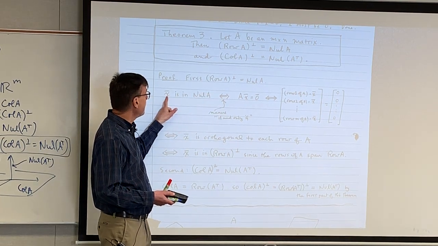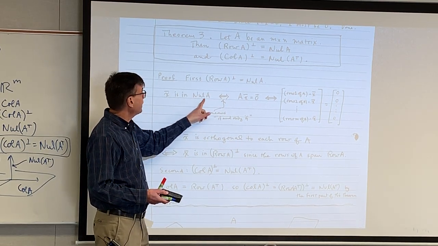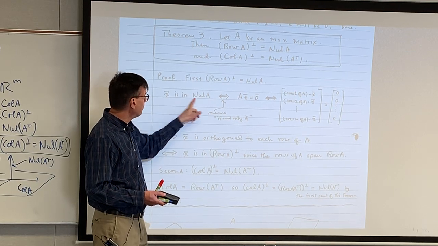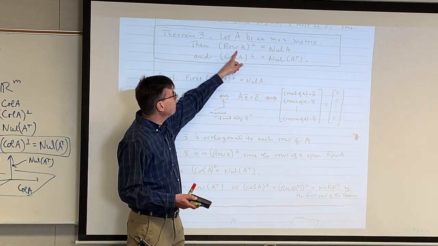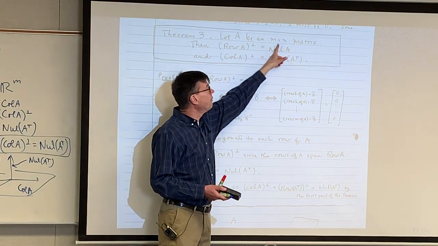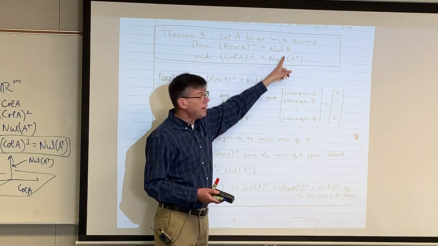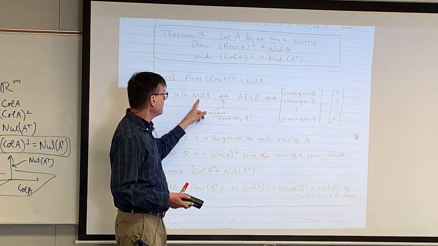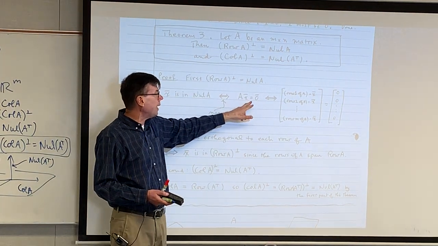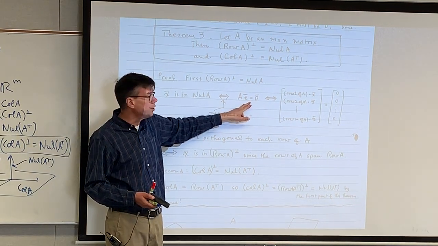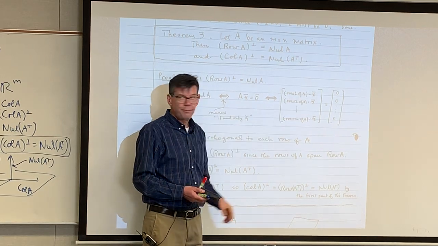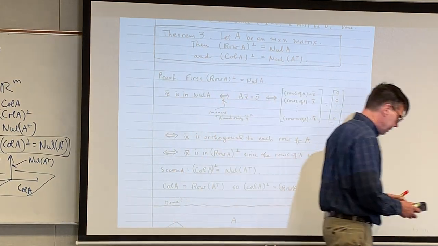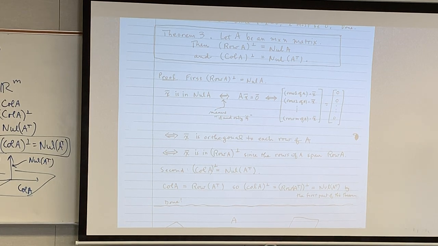So first, let's say, suppose X is in the null space of A. All right. So I'm going to have to show that X is in the row space of A perp, right? So I'm starting with a vector in this guy, the null space of A. X is in the null space of A. What does that mean? Well, it's if and only if AX equals 0, right? It's a solution to the homogeneous equation. That's if and only if the following statement is true. Now, that's not obvious to me. Let's talk about this a little bit.